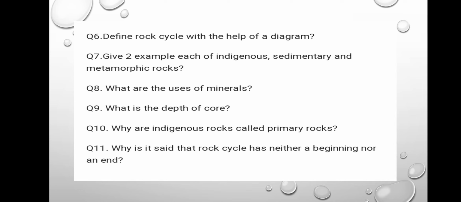Give two examples each of igneous, sedimentary rocks and metamorphic rocks. What are the uses of minerals? What is the depth of the core? Why are the igneous rocks called primary rocks? And why is it said that the rock cycle has neither a beginning nor an end? Just now I have discussed the rock cycle.